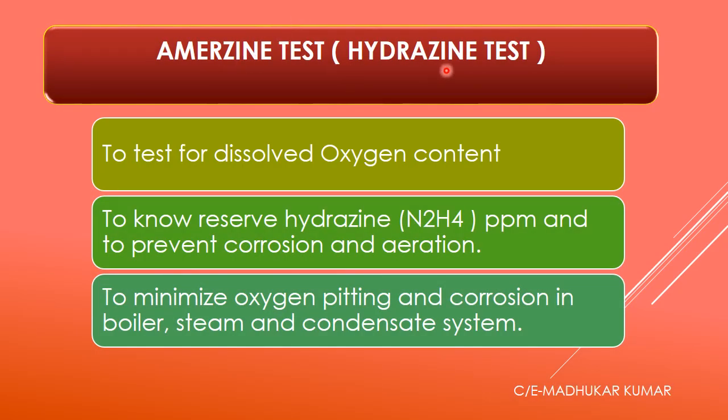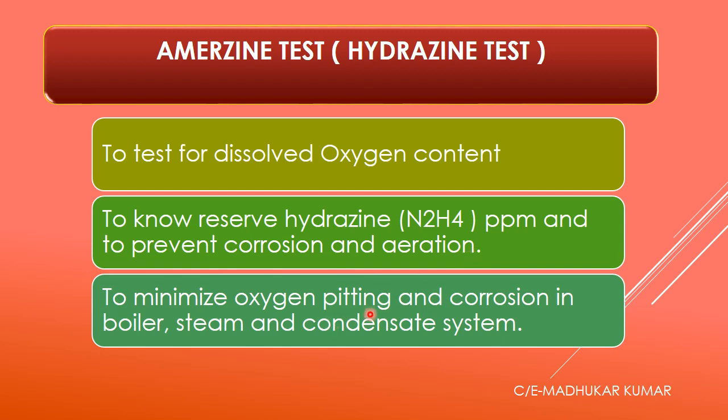The next test is for hydrazine, which is also called the test for dissolved oxygen content. Dissolved oxygen is going to cause the corrosion part of it. To know the reserve hydrazine, N2H4, in ppm, and to prevent the corrosion and aeration. So this is going to prevent the corrosion part of it and the aeration part of it.